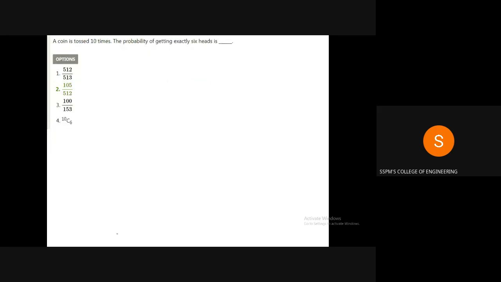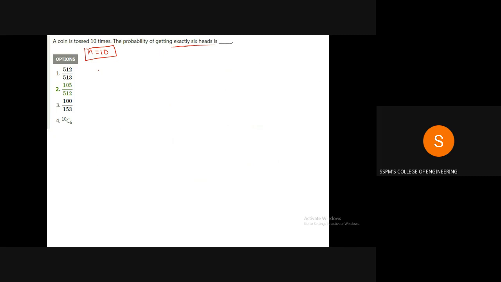So it is given that a coin is tossed 10 times. How can we write that? A coin is tossed 10 times. It means n is equal to 10 is given. This is an example of binomial distribution. The probability of getting exactly 6 heads. So we have to find the probability of getting exactly 6 heads.